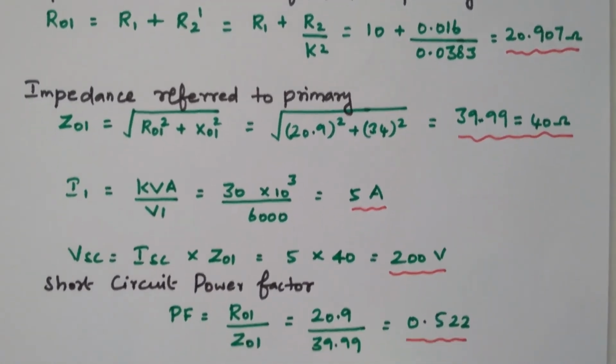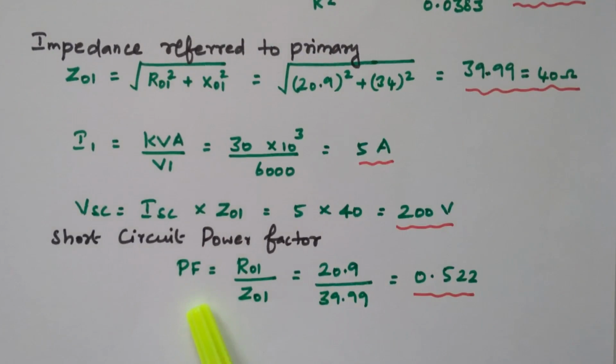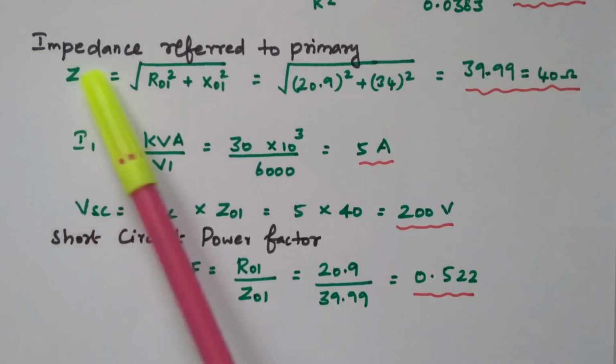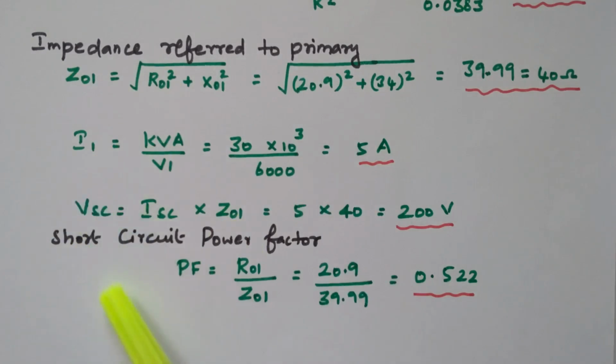Now we can find the power factor. One general formula is available, R01 divided by Z01. R01 we calculated 20.9 divided by Z01 39.99. By simplifying we got 0.522. This power factor is 0.522. So in this problem we calculated the turns ratio, then equivalent resistance referred to the primary, then equivalent impedance referred to the primary, then current, short circuit voltage. Finally we calculated the power factor under the short circuit condition.